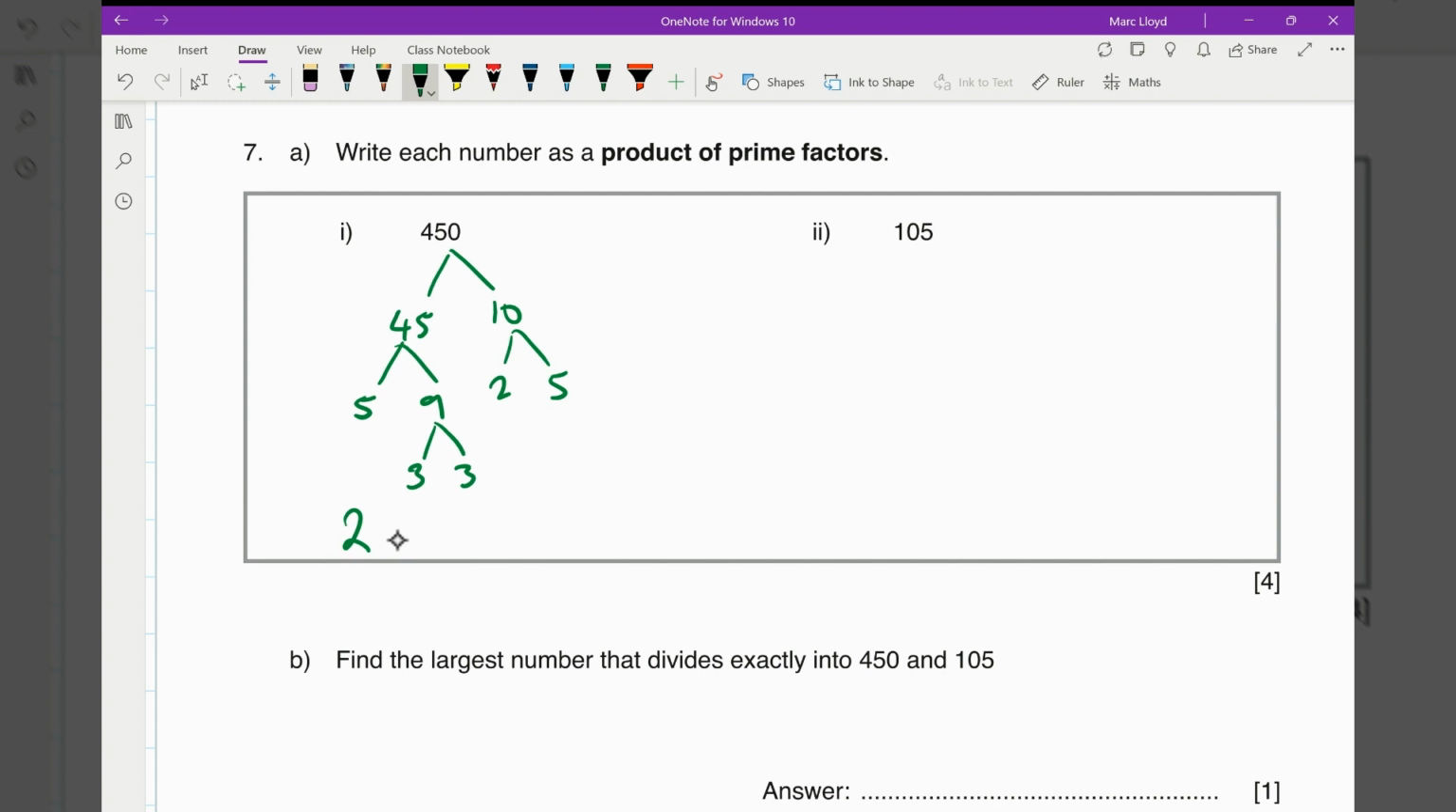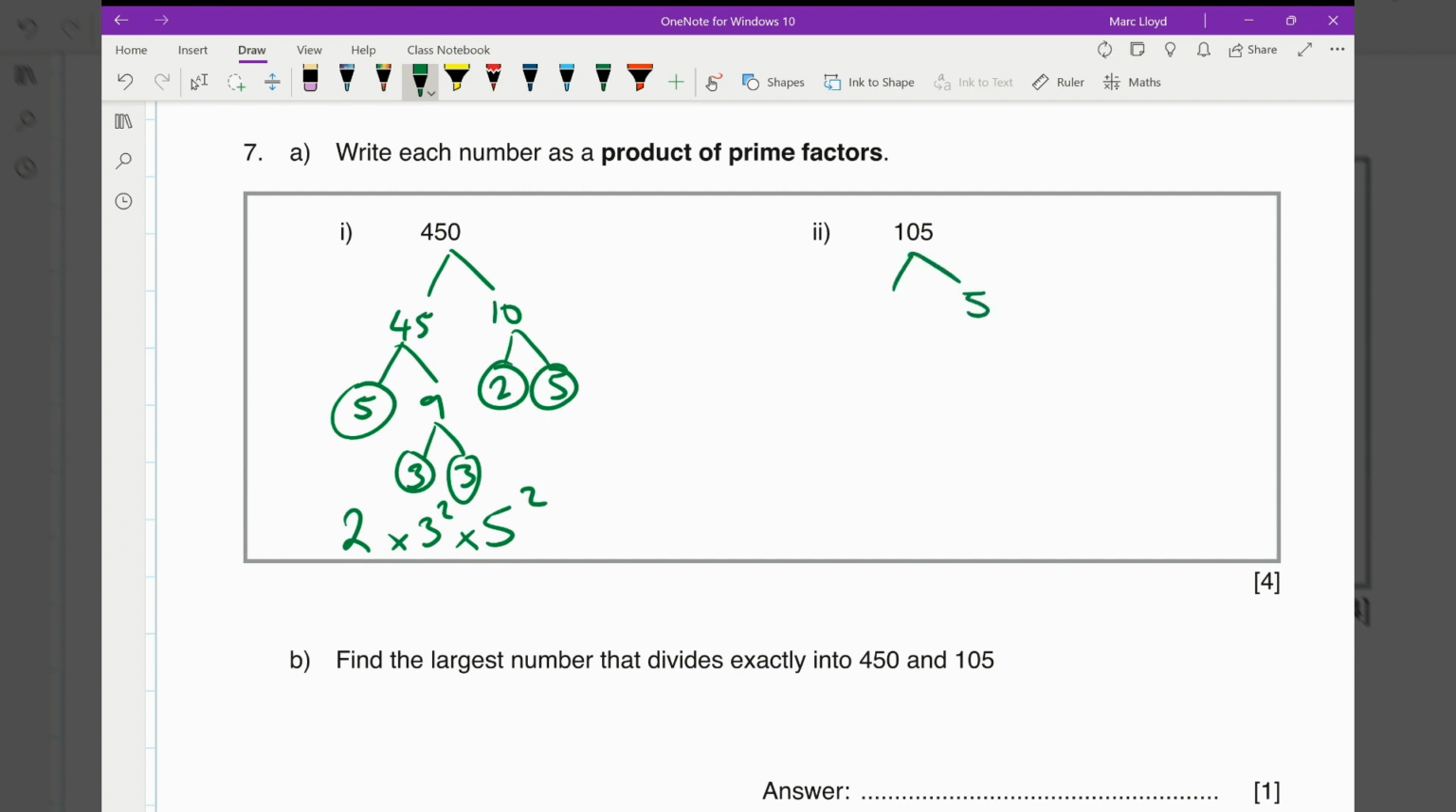So 2 times by... I'm naughty. I've got lazy. You circle those primes as you go. So 2 times by 3 squared times by 5 squared. That is now broken into a product of its primes.